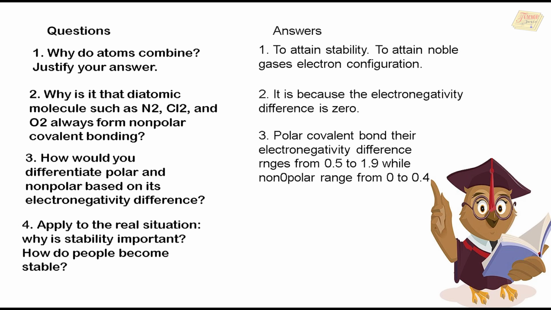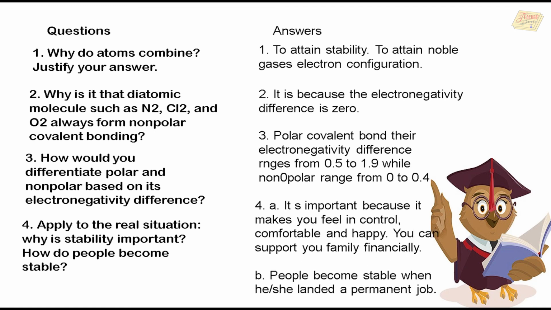Apply to the real situation. Why is stability important? How do people become stable? It is important because it makes you feel in control, comfortable, and happy. You can support your family financially. People become stable when he or she landed a permanent job.